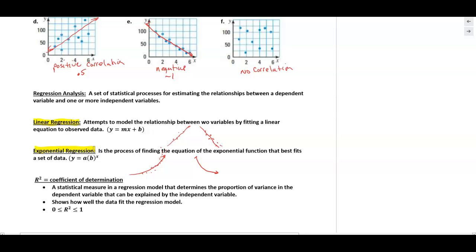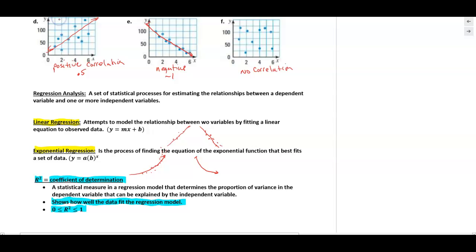Okay. Now, we can actually run both regression models on sets of data, and we can use what we call the coefficient of determination, which is the R-squared value. And this is a statistical measure in a regression model that determines the proportion of variance in a dependent variable that can be explained by the independent variable. What's important for you to know is it shows how well the data fit the regression model.